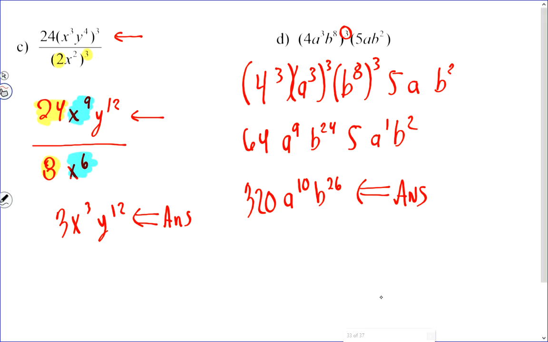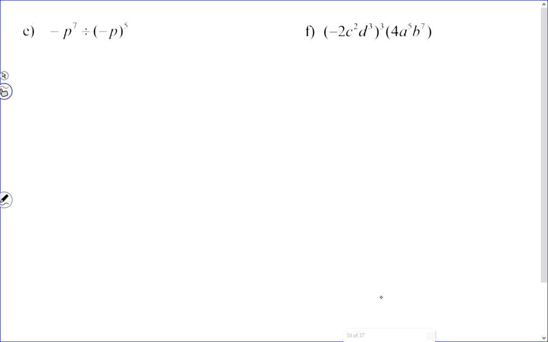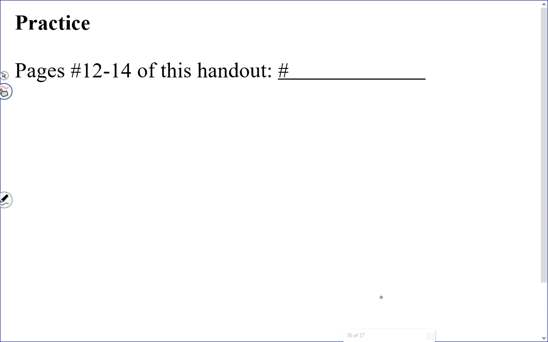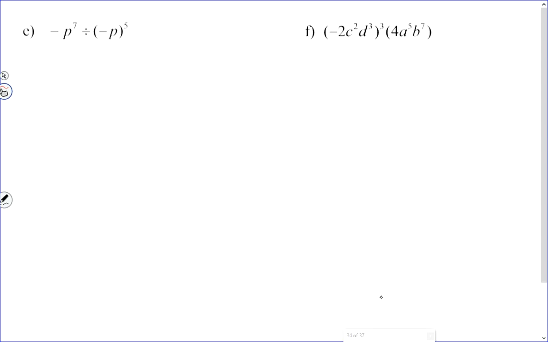Once again, we didn't learn any new math today. What we learned is that you can take all of these exponent laws and apply them to more complicated situations. Oh, a couple more quick ones I just want to see. Yeah, why not? It won't take that long.